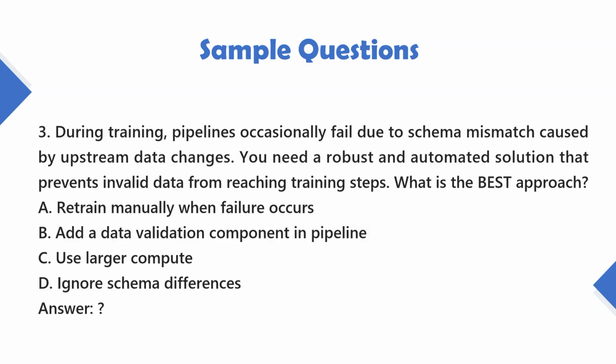3. During training, pipelines occasionally fail due to schema mismatch caused by upstream data changes. You need a robust and automated solution that prevents invalid data from reaching training steps. What is the best approach? A. Retrain manually when failure occurs. B. Add a data validation component in pipeline. C. Use larger compute. D. Ignore schema differences.